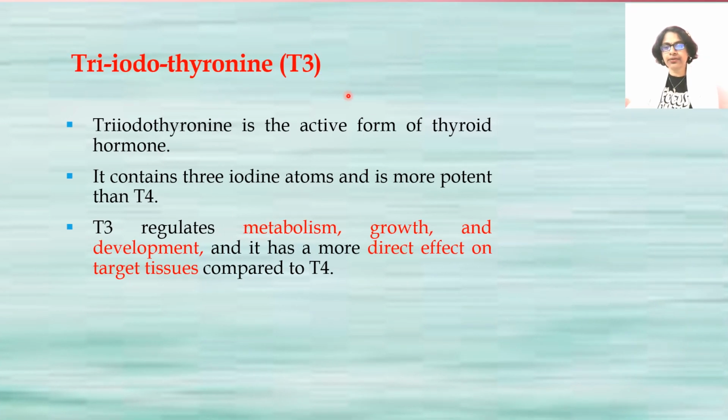Then triiodothyronine, that is also known as T3. So triiodothyronine is the active form of thyroid hormone, which contains three iodine atoms. How many? Three iodine atoms, and it is more potent than T4. T3 regulates metabolism, growth and development, and it has a more direct effect on target tissue when compared to T4. T3 is the form mostly present actively in the tissues.